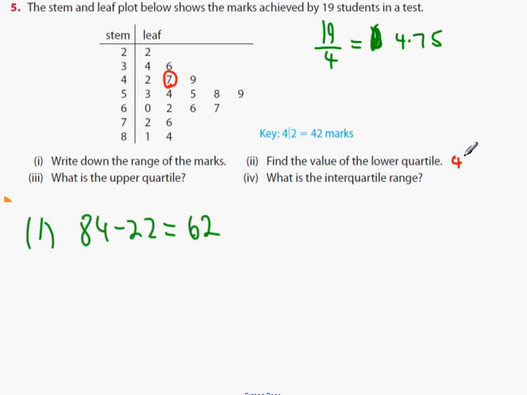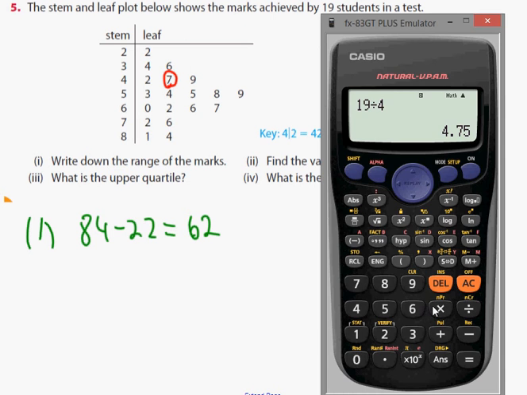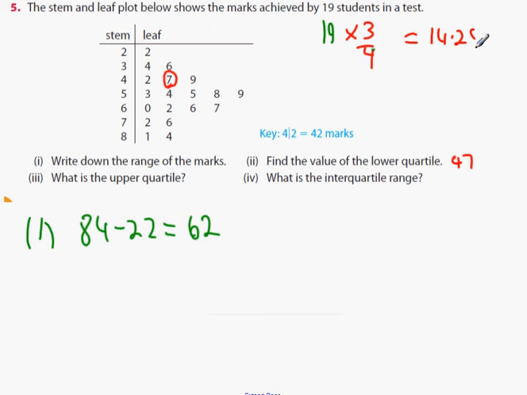Lower quartile is 47. The upper quartile is 3/4 of 19, 3/4 up the way. So what's 3/4 of 19? I'll just multiply this by 3. 14.25 it is. And 14.25 rounds up to 15. You always round up for these. Remember I told you that? So 1, 2, 3, 4, 5, 6, 7, 8, 9, 10, 11, 12, 13, 14, 15. 67. What's the interquartile range, lads? 67 take away 47? 20, because the upper quartile is 67, the lower quartile is 47. 20.